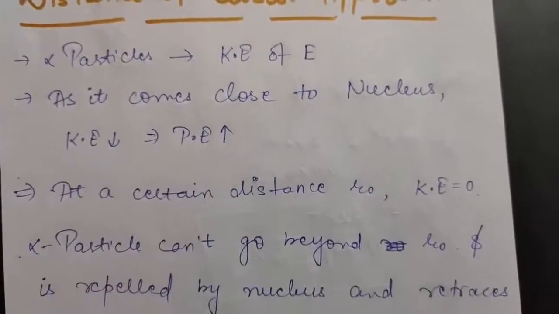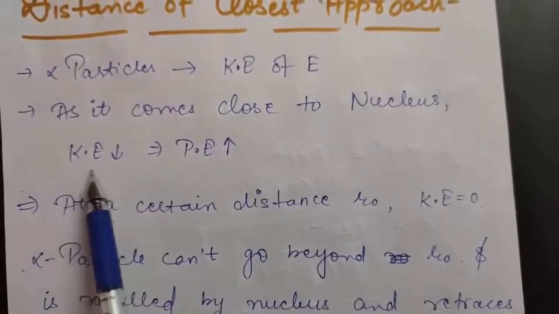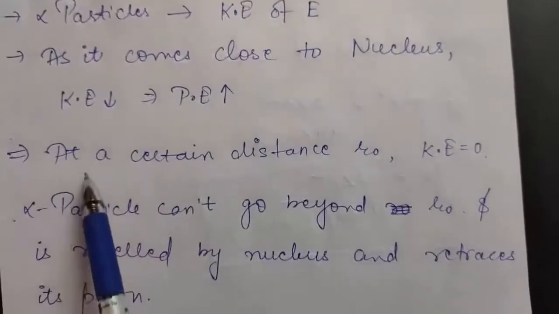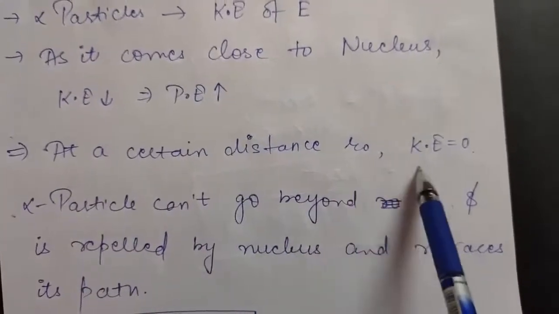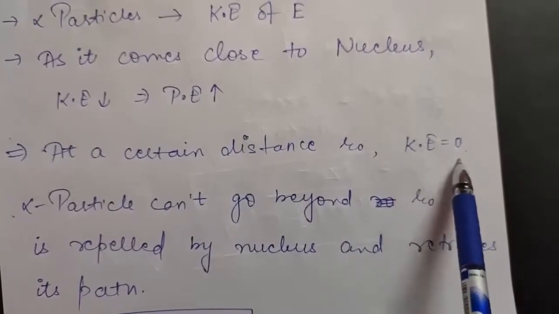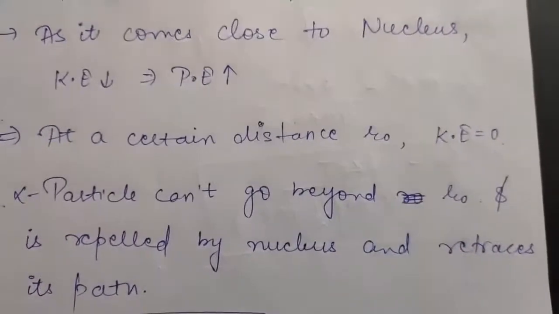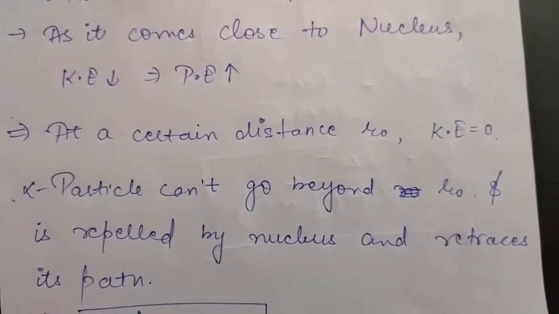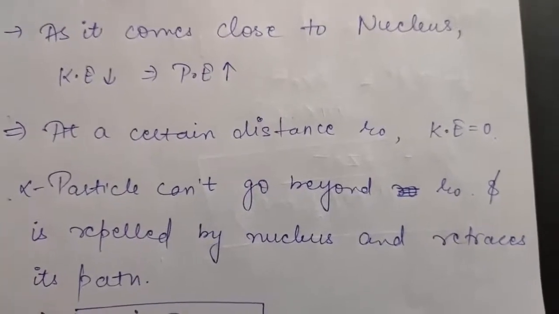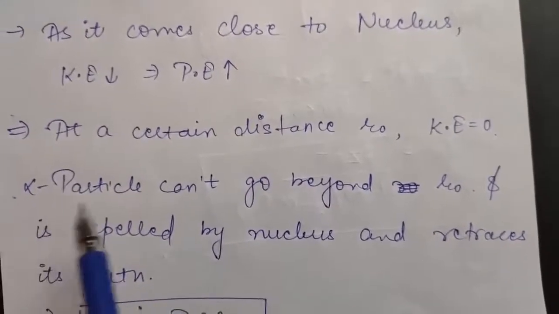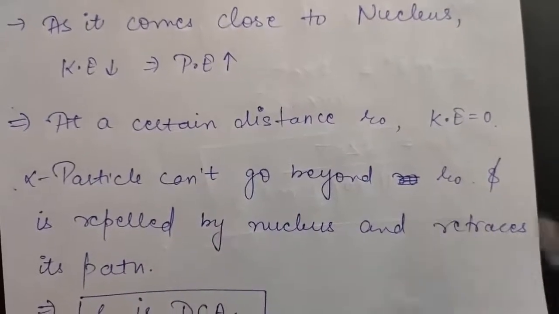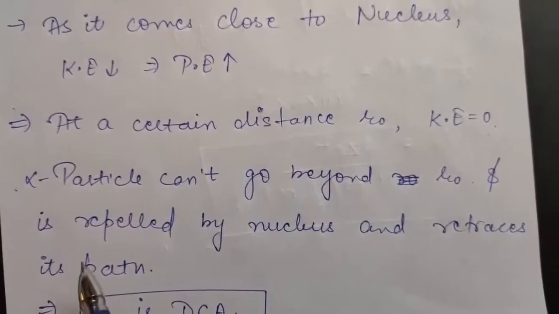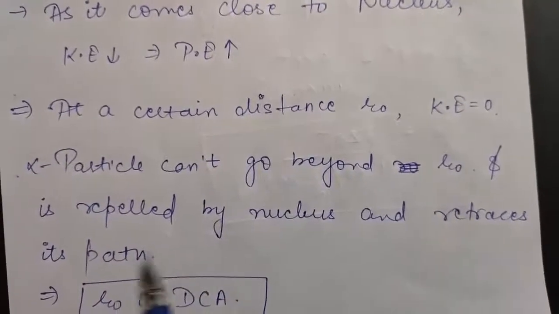Okay, so now at a certain distance the kinetic energy will become zero and the potential energy will become maximum, obviously. Let us suppose at a certain distance r0, the kinetic energy of the alpha particle has become 0. Now can you tell me, if the kinetic energy of the alpha particle has become 0, will it go in the forward direction or will it be repelled by the nucleus? Obviously it will be repelled. So the alpha particle cannot go beyond r0, or you can say cannot travel closer to the nucleus than r0, and will get repelled by the nucleus and will retrace its path.